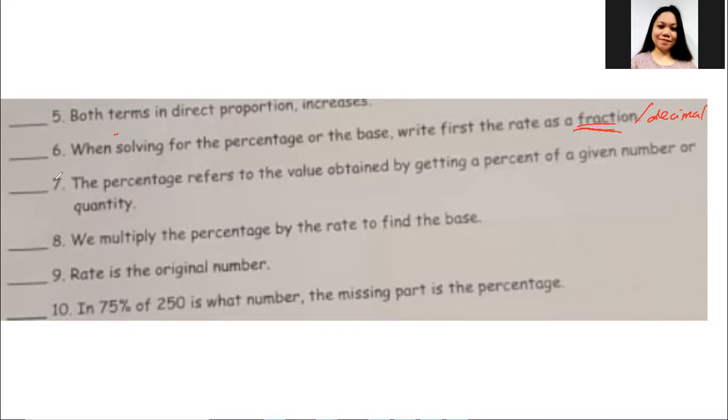Number 7, the percentage refers to the value obtained by getting a percent of a given number or quantity. Yes, that's true. We multiply the percentage by the rate to find the base. Okay, so the formula is rate times base equals percentage. So obviously this is false because you multiply the rate by the base to find the percentage. Rate is the original number. I'm sorry, but this is a very poorly worded question, but I feel like she probably means the base here. So I'm just going to say false.